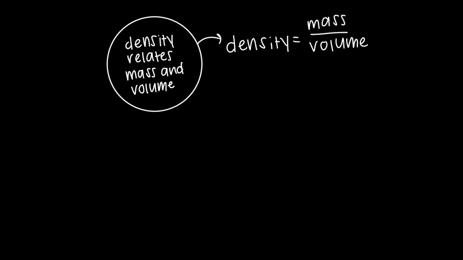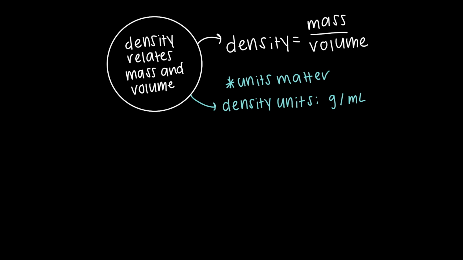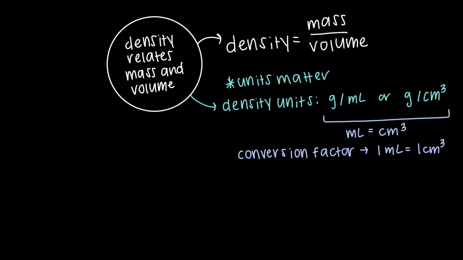Density always relates mass and volume with the equation density equals mass divided by volume. Units matter. Density units are mass per volume, like grams per milliliter or grams per cubic centimeter. Milliliters and cubic centimeters equal the same value. The conversion factor to convert between them is 1 milliliter equals 1 cubic centimeter.